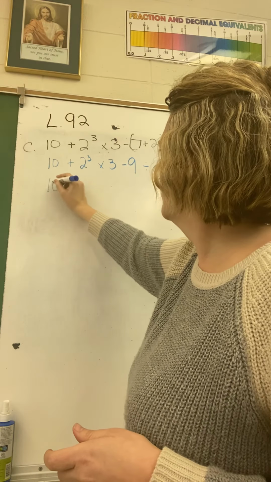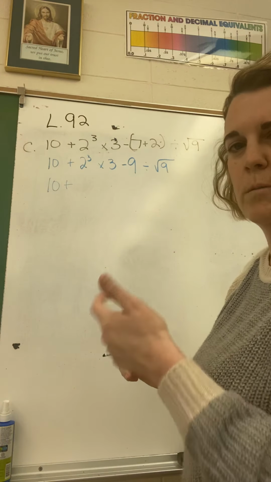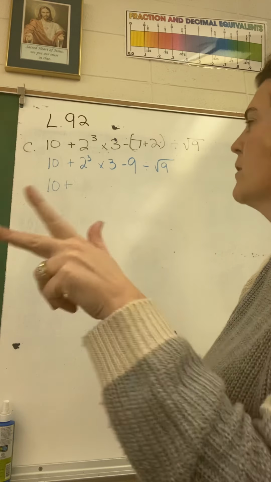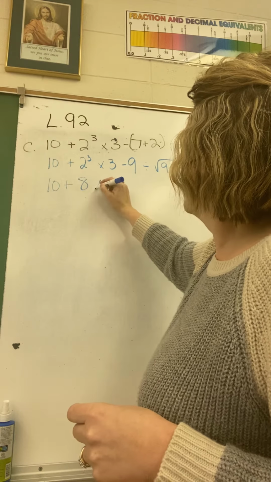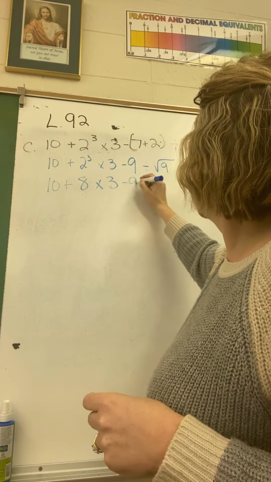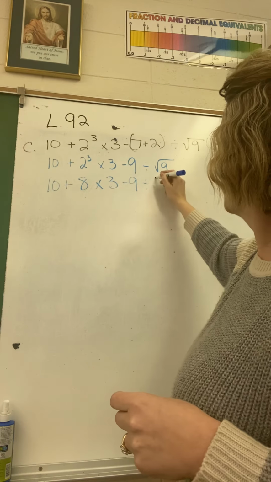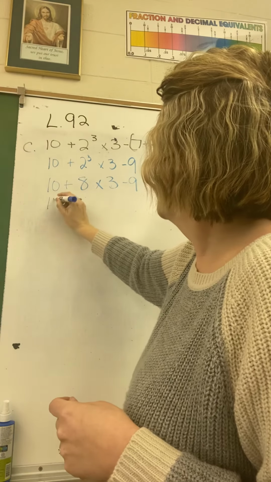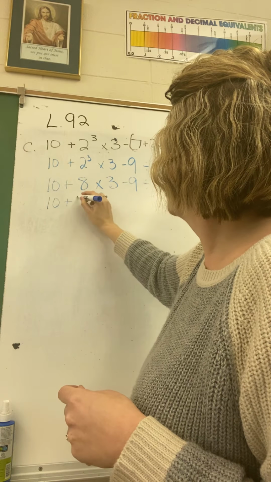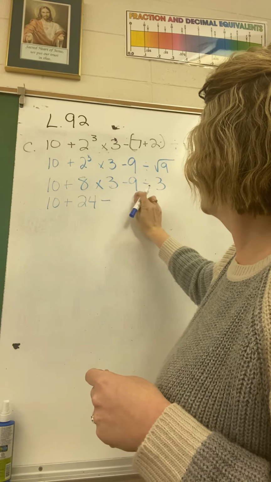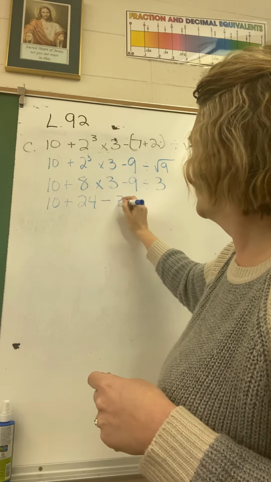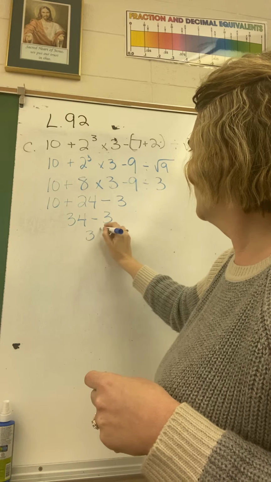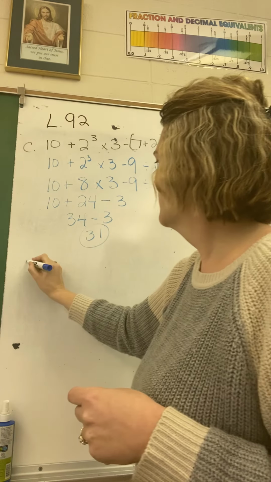So we go 10 plus 2 to the third is 2 times 2 times 2. So 2 times 2 is 4, 4 times 2 is 8, times 3 minus 9 divided by, this is going to be 3. Okay, now we go in order, we do multiplying and dividing. 10 plus 24 minus 9 divided by 3, which is 3. Left to right again, so 10 plus 24 is 34 minus 3, which equals 31.